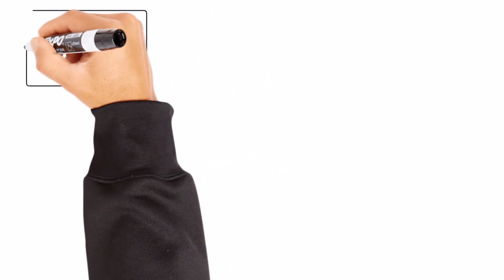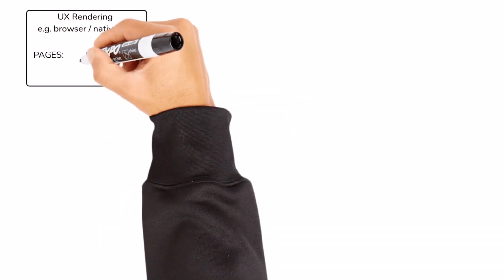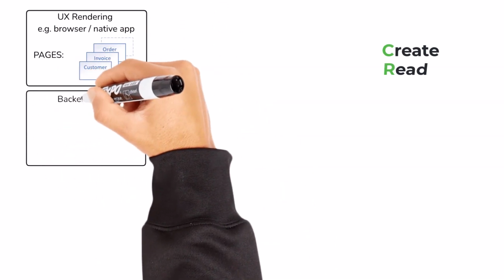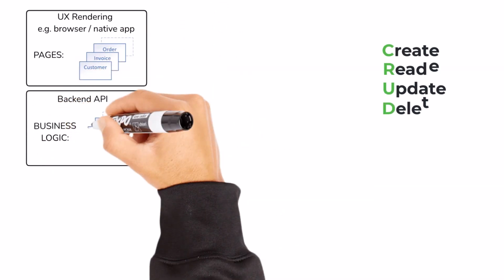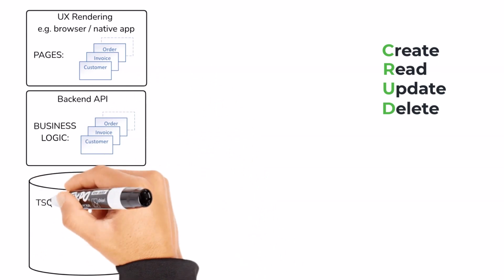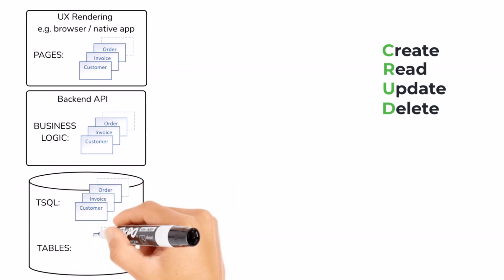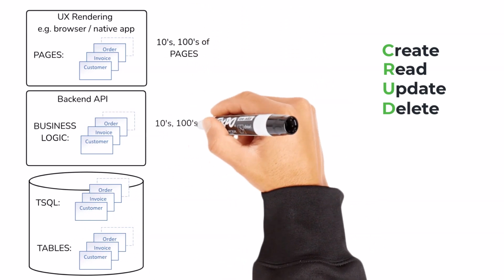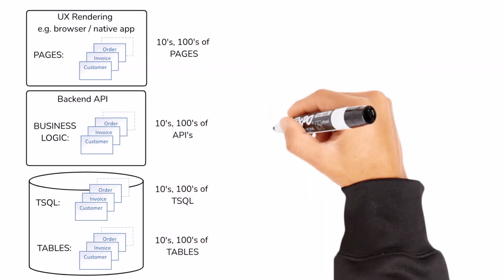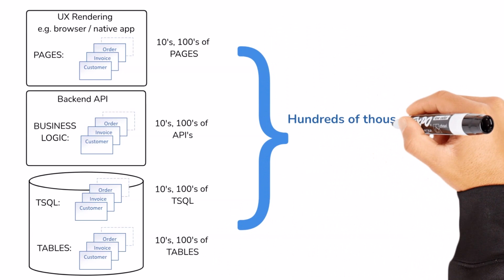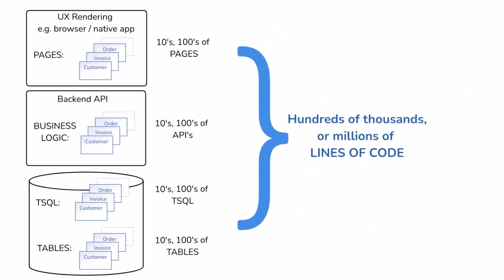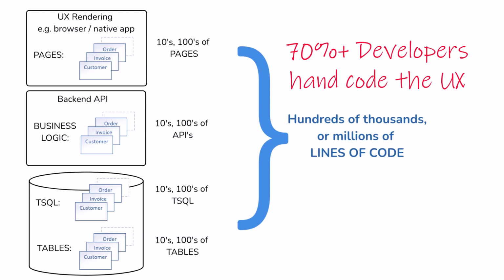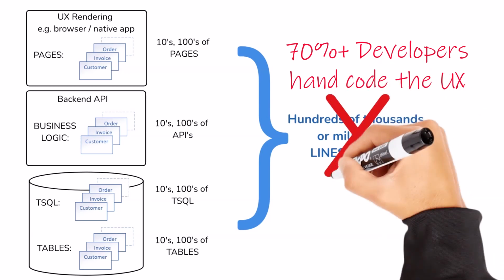Let's break it down. In the traditional approach to building a custom application to render the user experience, we have to write a lot of create, read, update, and delete code. This code includes all those UX forms, backend APIs, and stored procedures. This can easily amount to hundreds or thousands of objects, and each object could contain tens, hundreds, or thousands of lines of code. In fact, we conducted a recent survey and found that over 70% of developers are hand-coding the user experience. So if you're one of those developers, you're not alone. It's a very common approach.